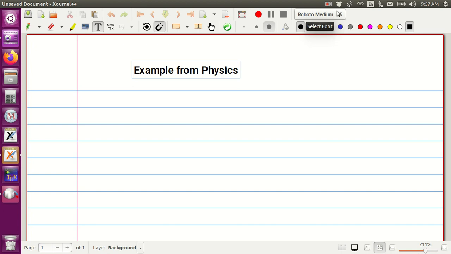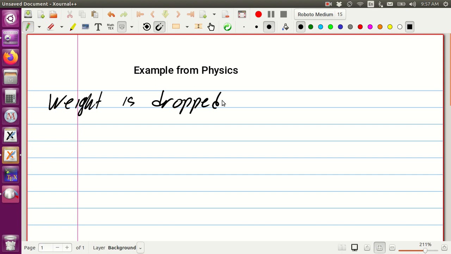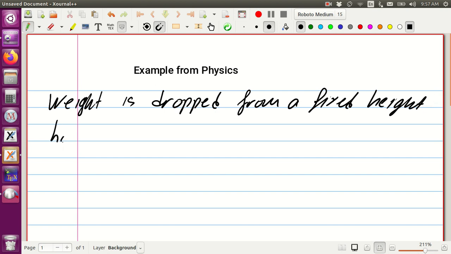In this video lecture we're gonna do one example from physics, but it consists of a few different tasks. What kind of example from physics do we have? We have this example. A weight is dropped. So we drop the weight, some object like a ball, from a fixed height, and let's give it a name. Let's say height h sub 0 when time is equal to 0.